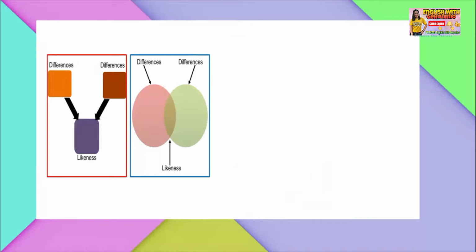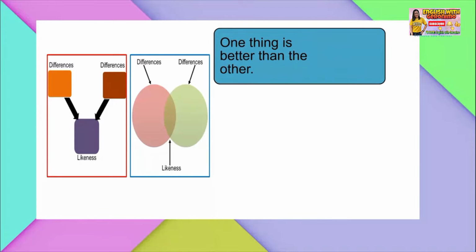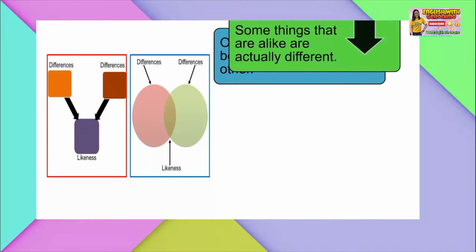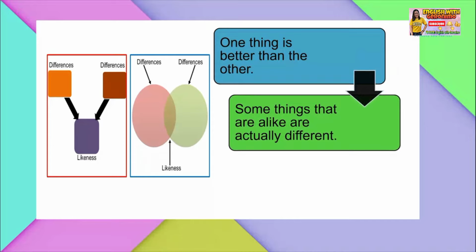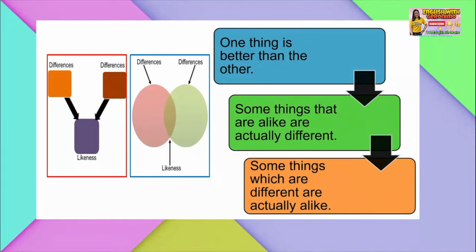Now, what is clearly shown here? This shows the following. First, one thing is better than the other. Second, some things that are alike are actually different. And third, some things which are different are actually alike.